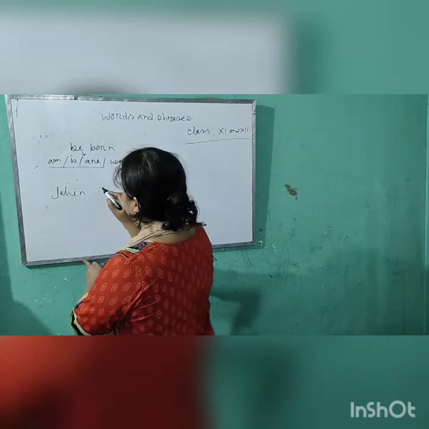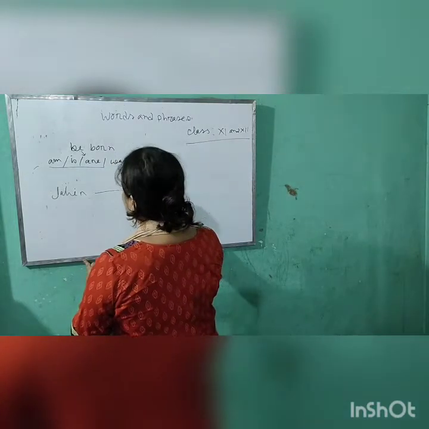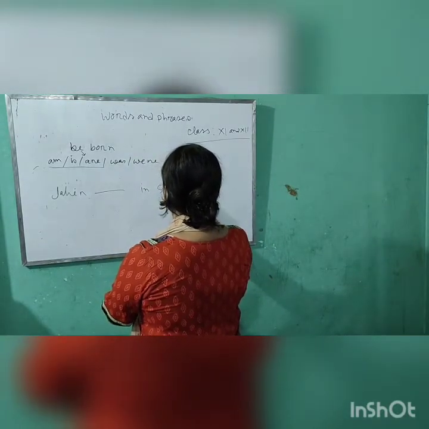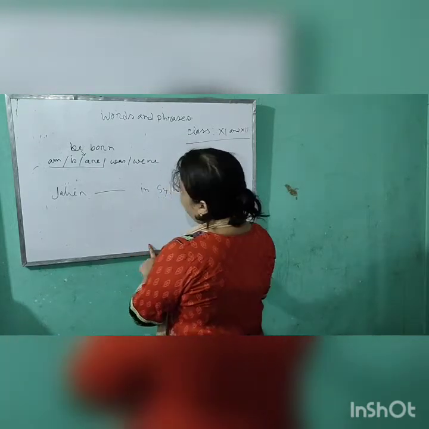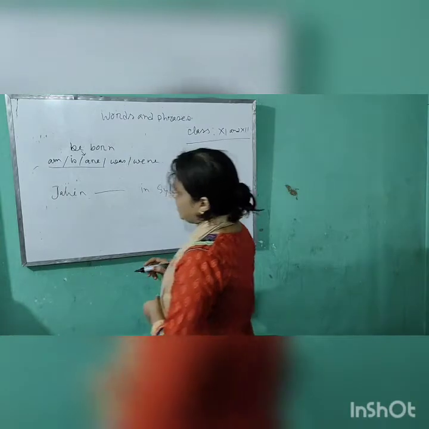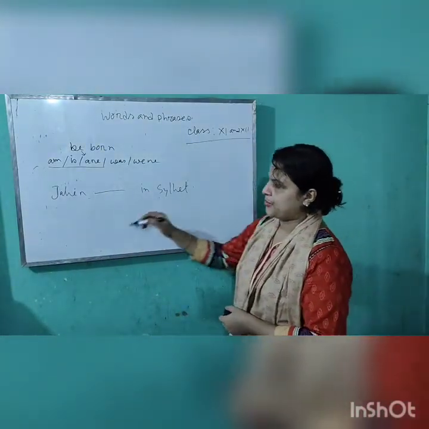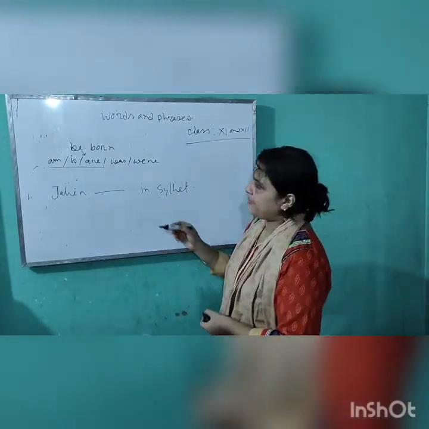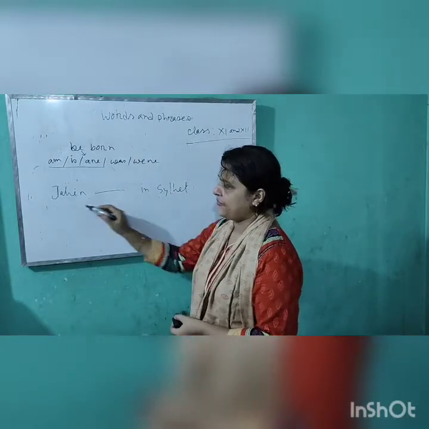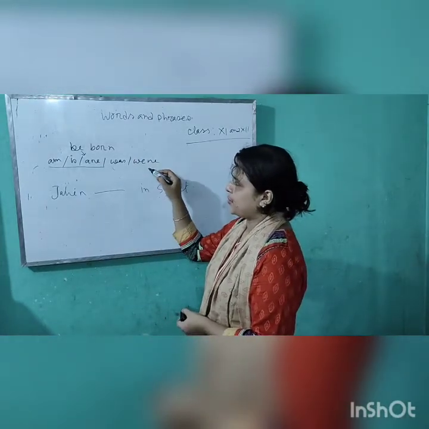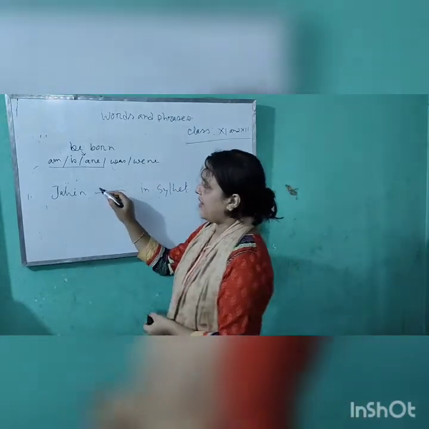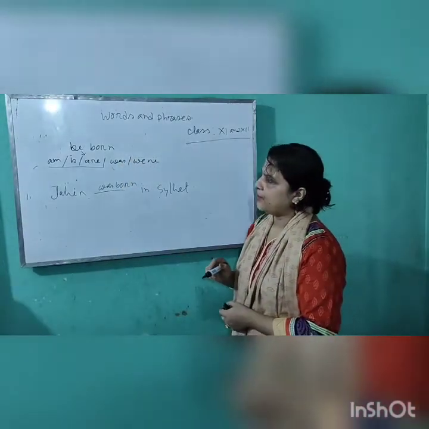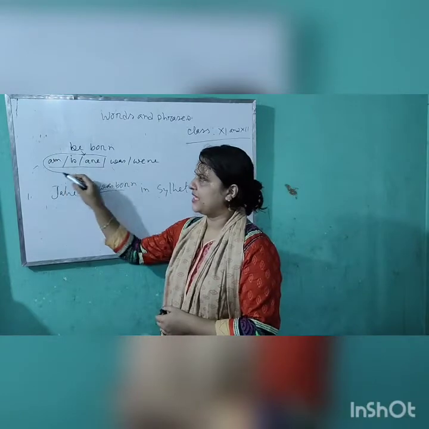Jahin dash in select. So see, in the case of words or phrases, you will find such kind of questions like, Jahin dash in select. So you have to use was born in select. If the subjects are plural, then you have to use were born in select. So you can write Jahin was born in select. Okay. So in case of present indefinite tense, you will use these words.